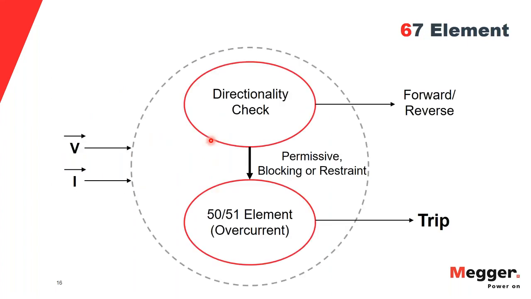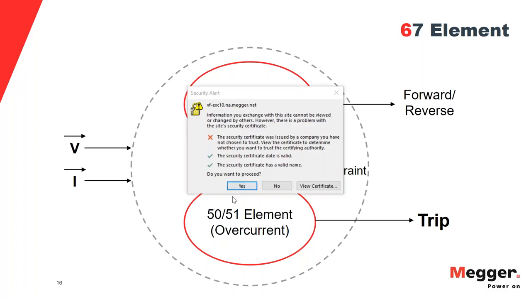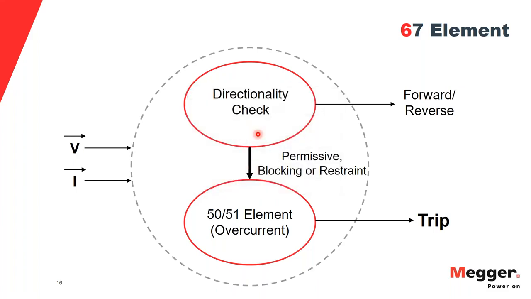So in any 67 element I have drawn here, it basically looks for both voltage phasors and current phasors. Keep in mind, it's not just looking for current, but also some kind of a voltage phasor as well. So it sees voltage phasor and current phasor, and it runs some algorithms inside. If it's a microprocessor relay, or if it's an electromechanical relay, it has some filters, and then it also checks for directionality. So the first thing the 67 element does is check for directionality.